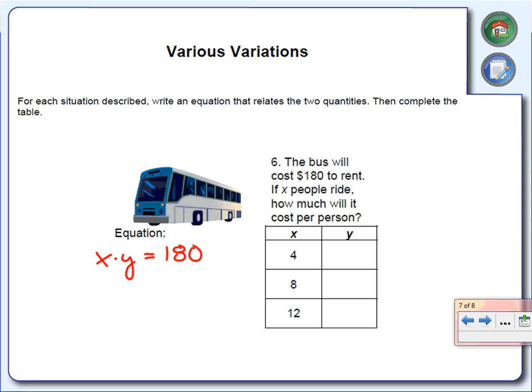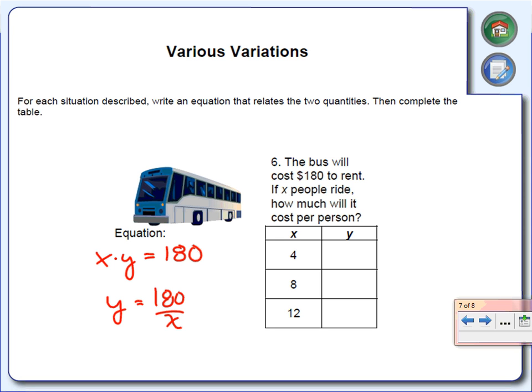But again, I like my equations to say y equals. So let's make this say y equals. So notice what they're doing to the y is they're multiplying it by the x. So I'm going to do the opposite. I'm going to divide by x. So now we end up with 180 divided by x. Again, x is representing the number of people going. y is representing how much each person is going to have to pay. So let's figure this out here.